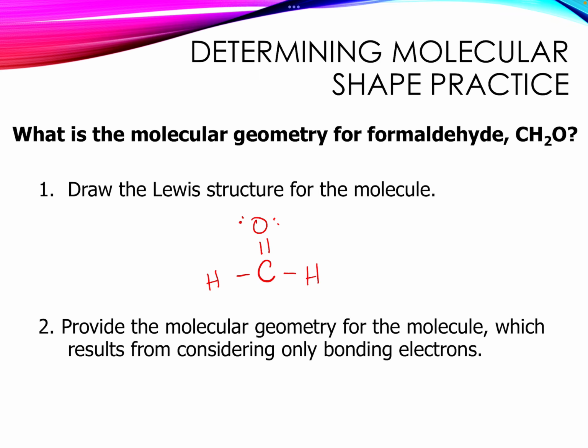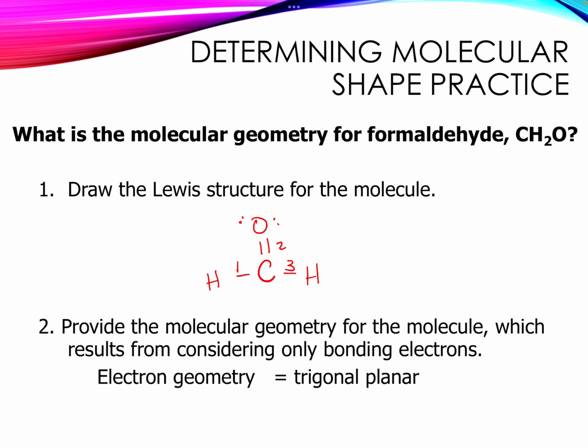All right. Do you see that we have 3 areas of electrons? 1, 2, 3 around our central atom. That's telling us that we have a trigonal planar electron geometry. Remember, anytime we have 3 areas of electrons, that's always going to be a trigonal planar geometry.